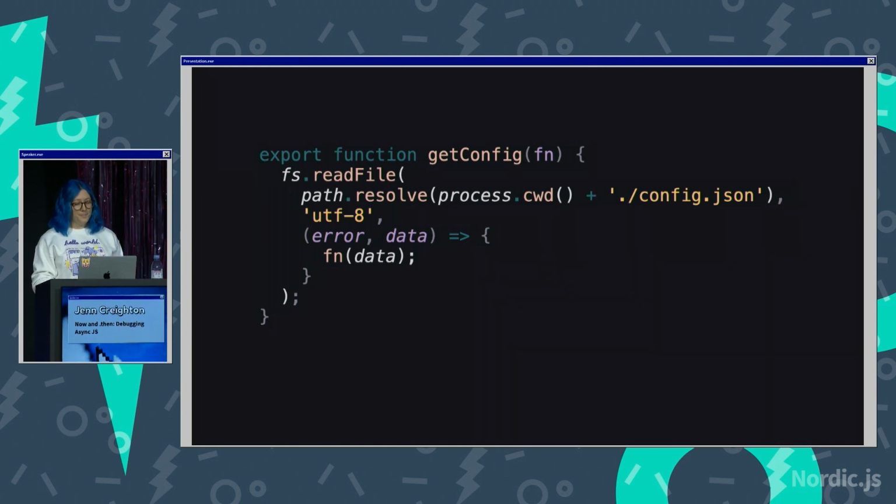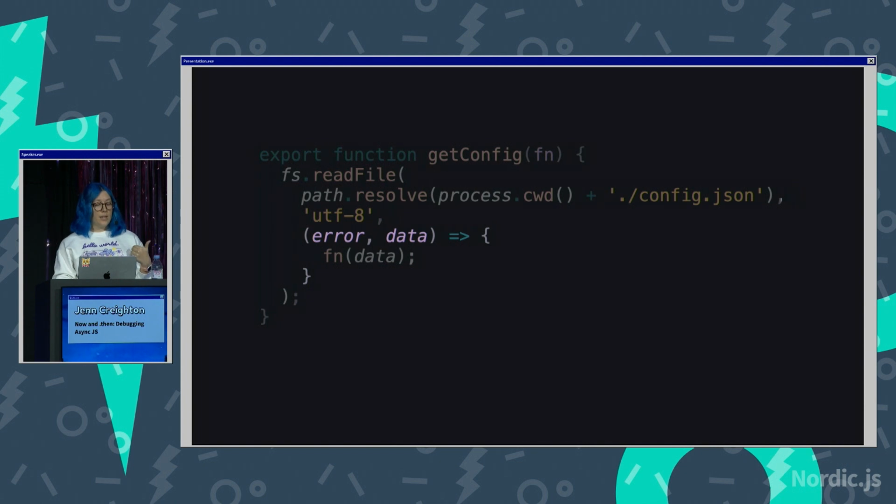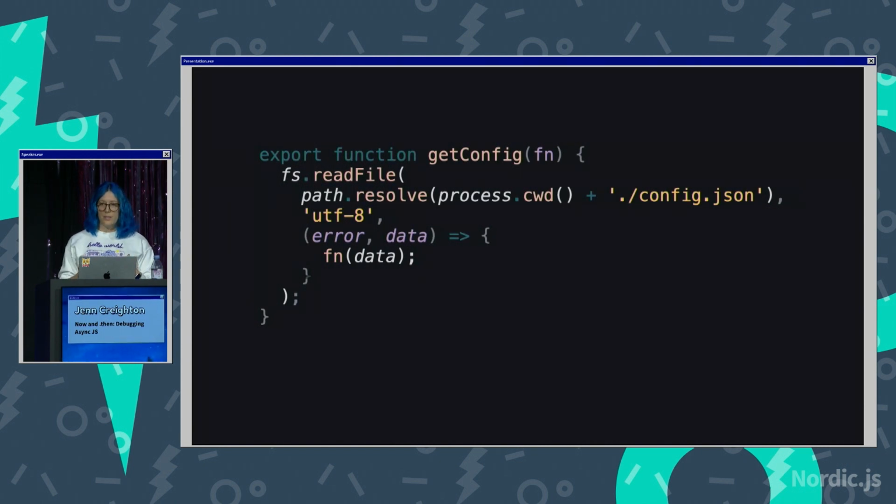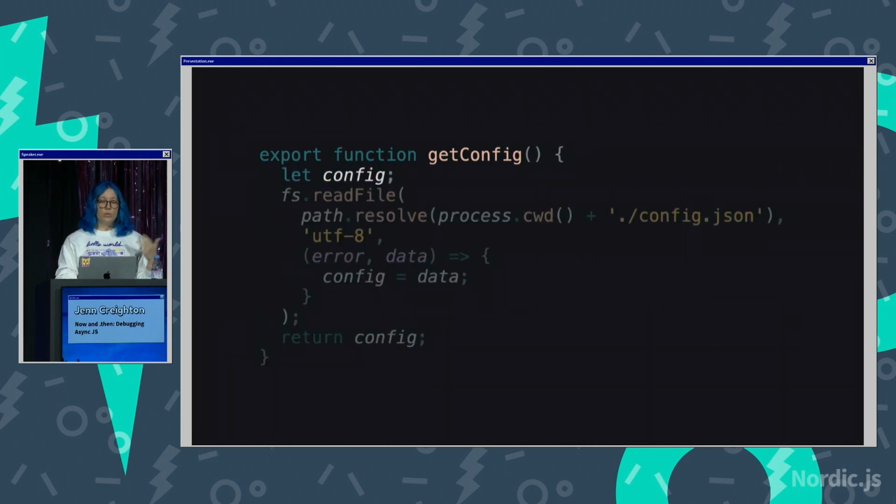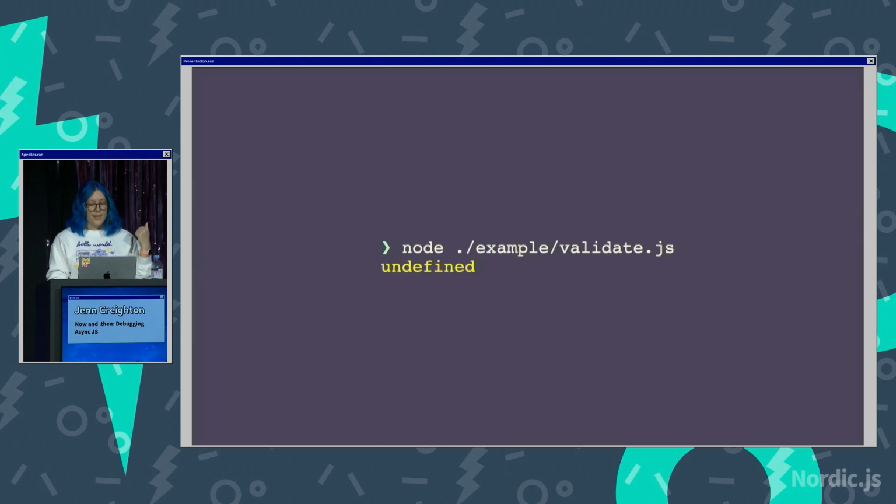So here is what we discover. getConfig takes a function, it reads the config file, receives back some data, which is the config file, and then calls the function with that data. Okay, this does not work how we expected it to, and to be honest, it kind of sucks to have to pass in a function, so maybe we can modify this to return the config like we expected. So to do that, we're going to create a new variable. We're going to assign the data to that variable. And then we're going to return it. All right, let's run this. And, ooh, okay, yeah, no, still undefined.